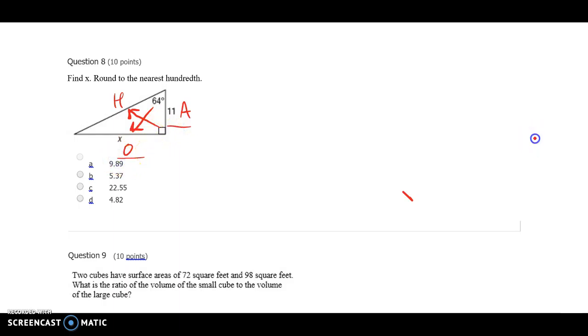So we're going to use the trig function that uses those two things, and that's TOA. Out of SOHCAHTOA, just so you know where that comes from. So we know we're going to use TOA, or tangent. The formula for tangent is tangent theta equals opposite over adjacent.